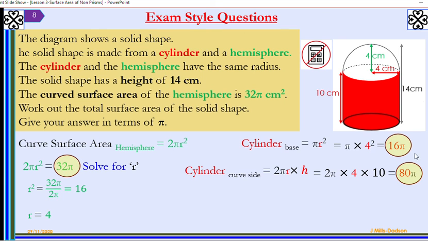So all we need is these 3 answers: 16 pi, the cylinder base; 80 pi, the curved side of the cylinder; and 32 pi, the curved side of the hemisphere. We add it up, and that will give us 128 pi. So the total surface area of the solid shape is 128 pi.